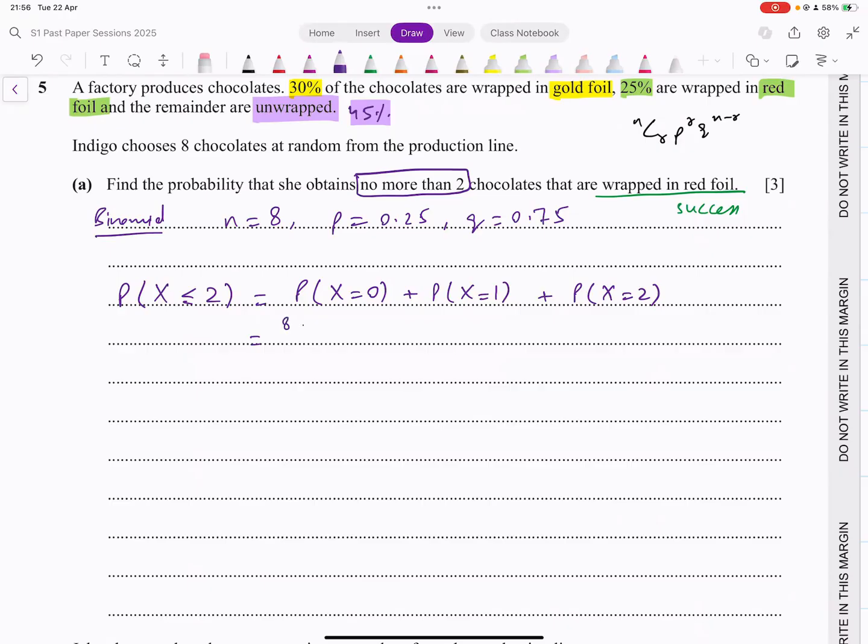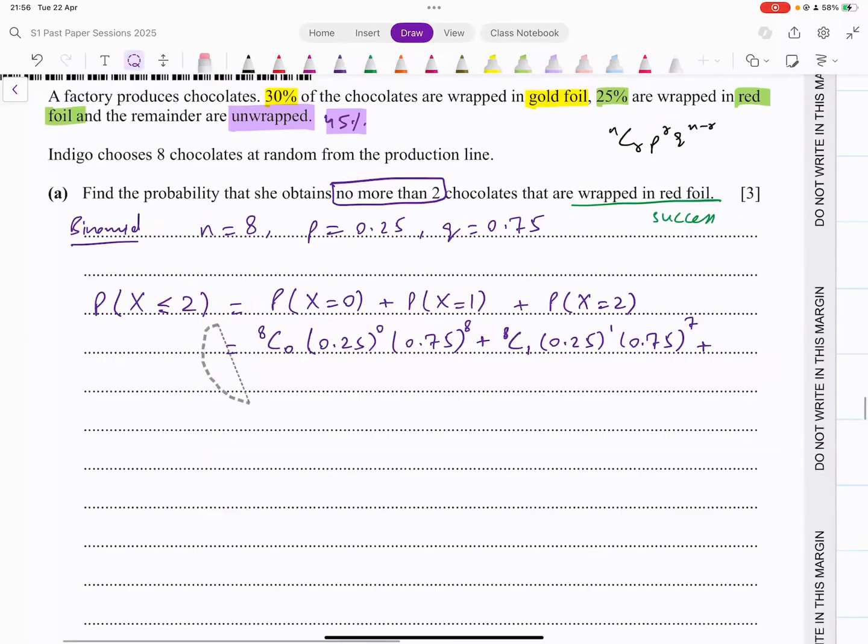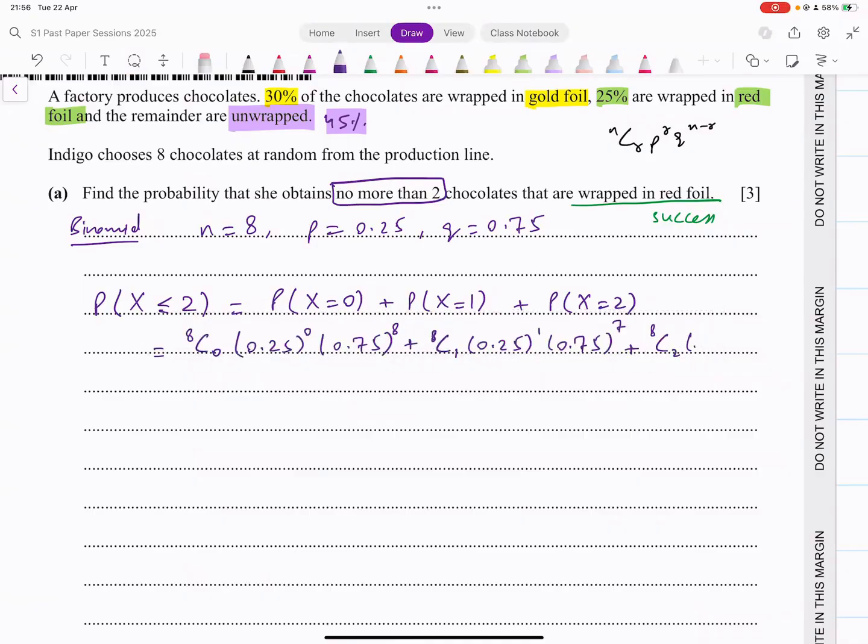n is 8, so that's 8C0 into p, which is 0.25 raised to power 0, into 0.75 raised to power 8 minus 0, which is 8, plus 8C1 into 0.25 raised to power 1 into 0.75 raised to power 8 minus 1, which is 7. And then finally, plus 8C2 into 0.25 raised to power 2 into 0.75 raised to power 8 minus 2, which is going to be 6. Put this in your calculator and see what that gives you. That will be the final result from this.